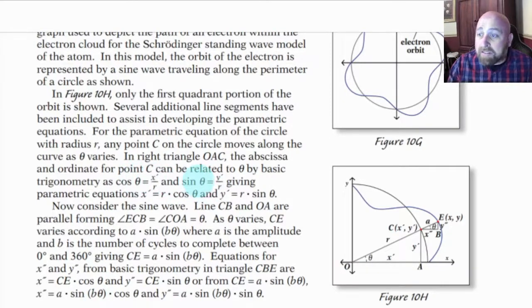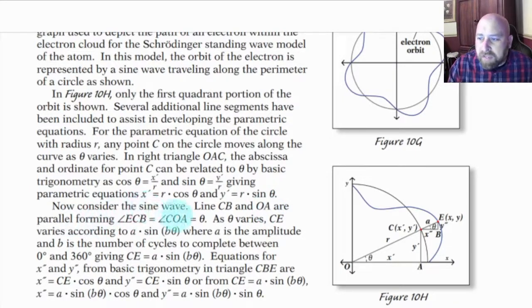Cosine is adjacent over hypotenuse. And then the sine would be the opposite. So what's the opposite? That's our y prime over our r. So that's opposite over hypotenuse, and that gives us our sine. Giving parametric equations, x prime equals r times cosine theta, and y prime equals r times the sine of theta. We just kind of delineated that. In other words, we solved for x prime and we solved for y prime.